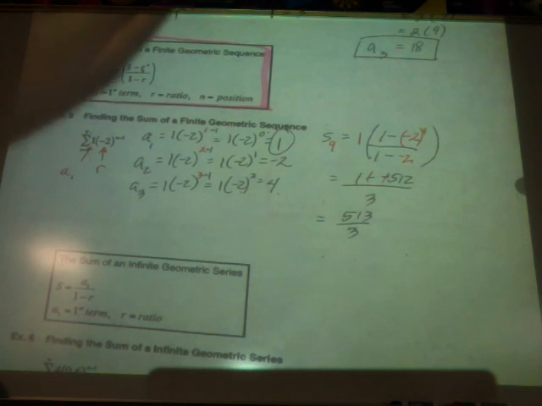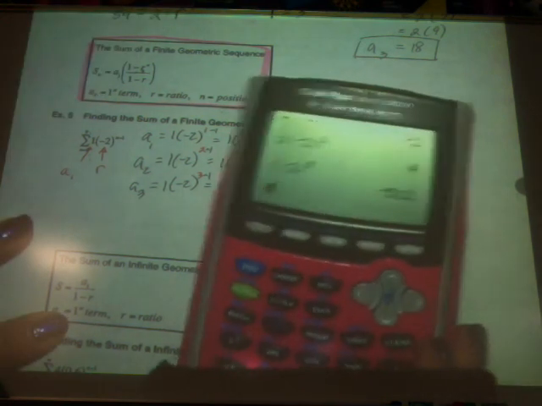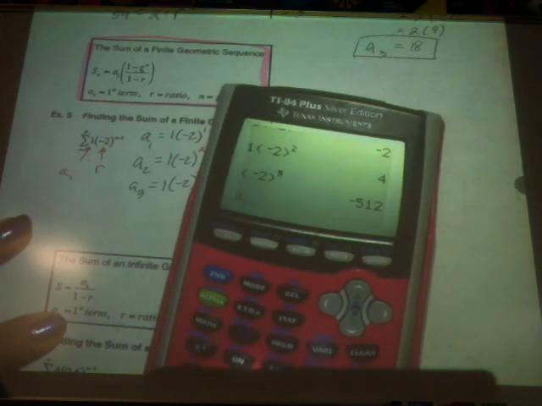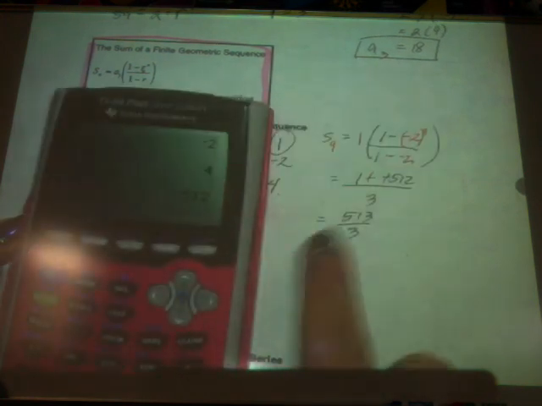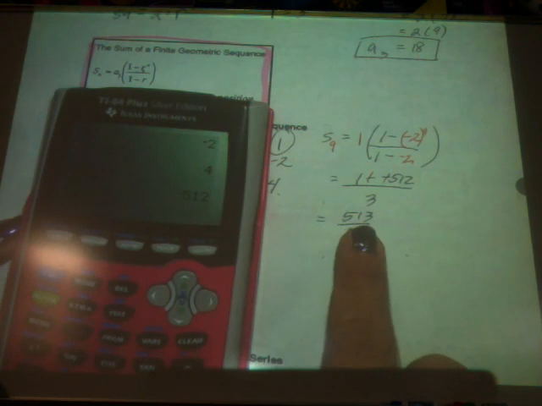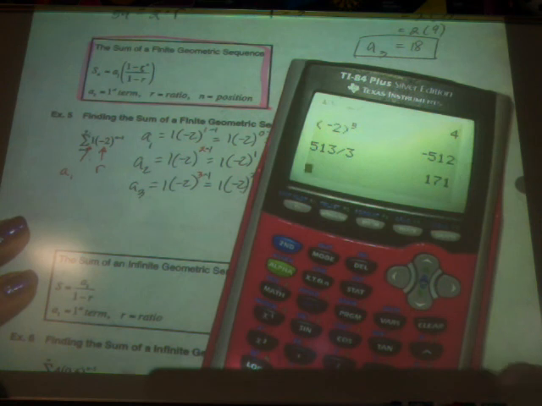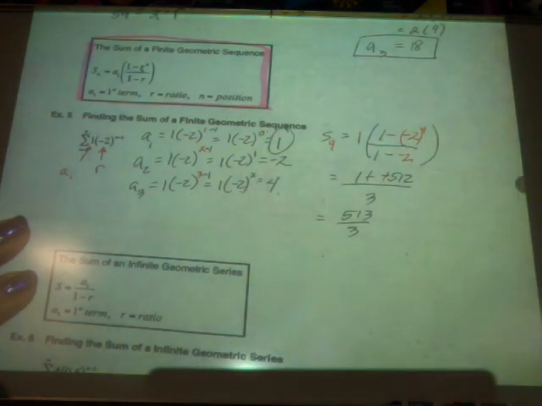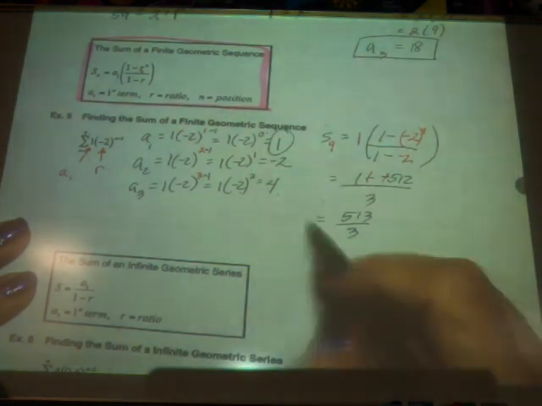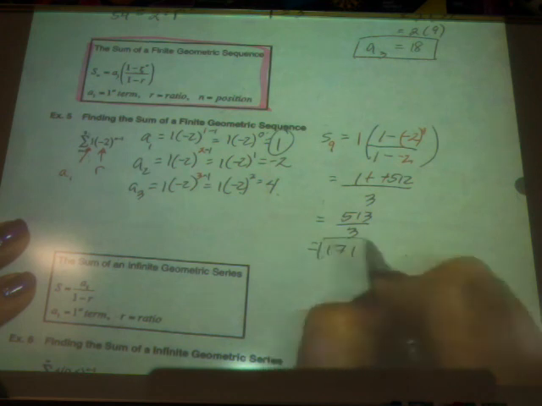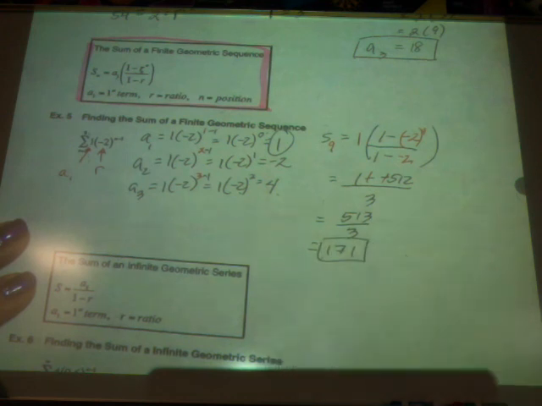Oh, it does go into, sorry, 513, because they distracted me with the preacher in the wall, is divisible by 3. And how do you know that? What's 5 plus 1 plus 3? 9. Okay. So divided by 3, 171. So our final answer is 171, which makes sense. And it's positive 171, right?